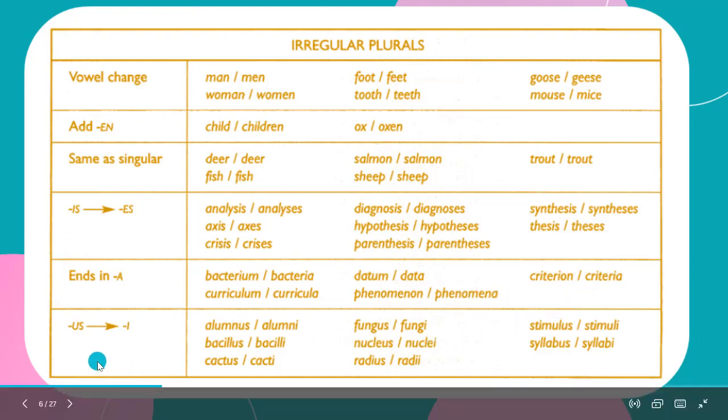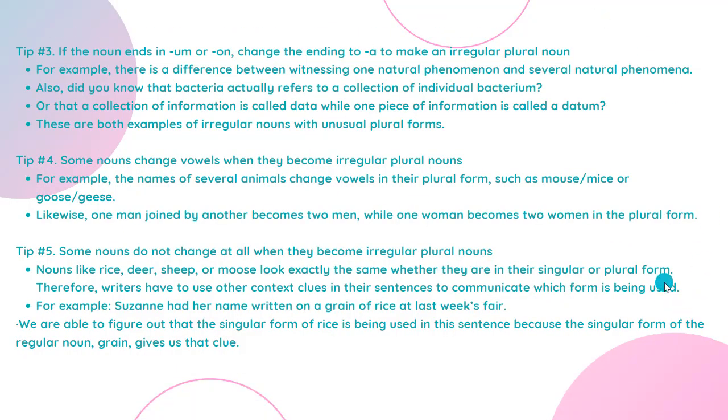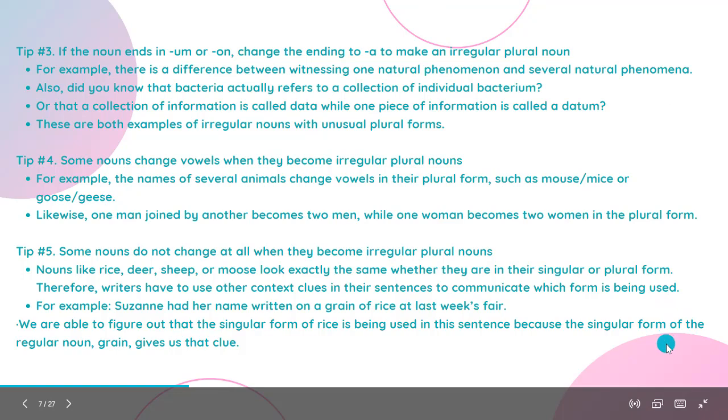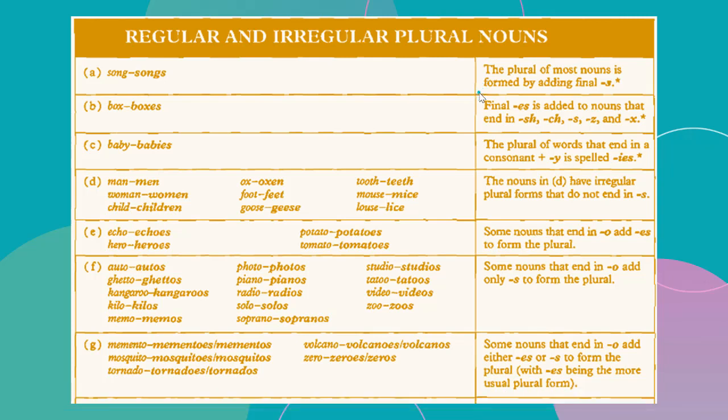And then the changing of us to i, like alumnus to alumni, cactus to cacti, fungus to fungi, and syllabus to syllabi. You can also read the examples and explanations in your PDF material. This is regular and irregular, but here are other examples of plural nouns.